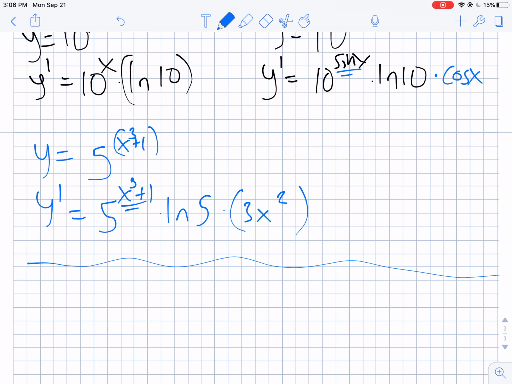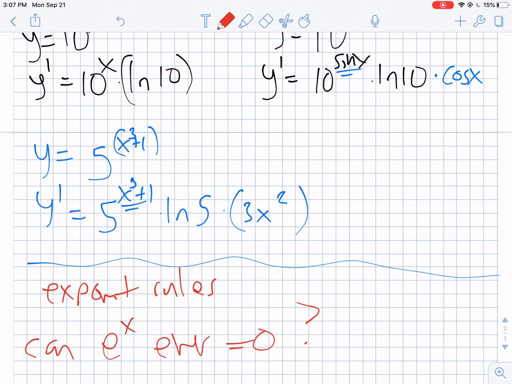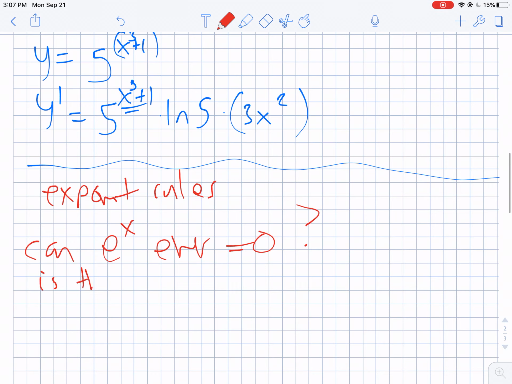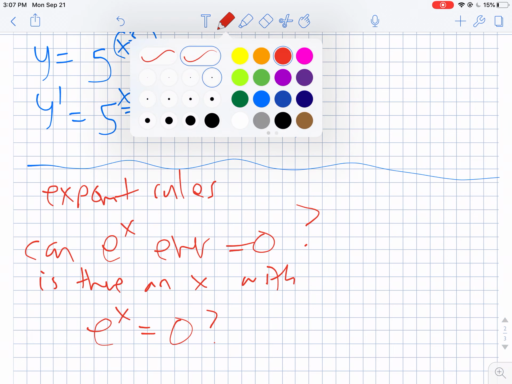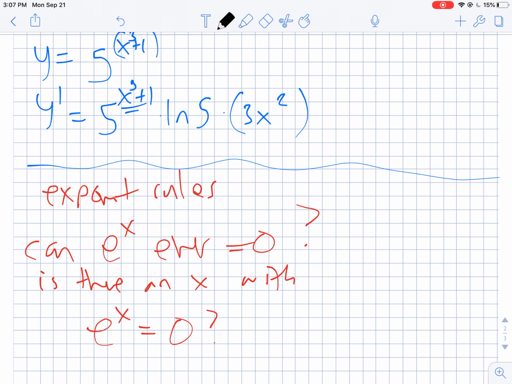Okay, from here, I wanted to go ahead and do some review and maybe some new stuff on exponent rules. So here's a question I want to ask. Can e to the x ever equal 0? So basically, is there an x with e to the x equaling 0? Okay. Now pause and think about that for a minute if you want. Anyway, the answer to this question is no. There is never a value. And you can see this one way graphically.